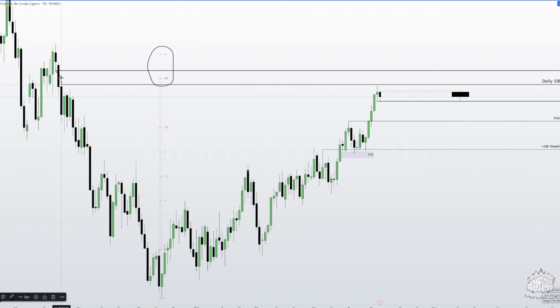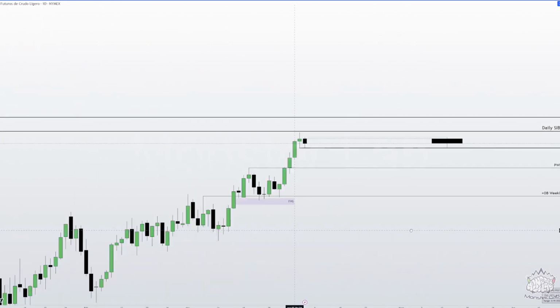And at the same time you can find here one daily CB open. It's open, this daily CB. So this is the draw on liquidity. I don't know if this draw is taken today because it's the day before NFP, but this is the draw on liquidity for today or for tomorrow in the NFP release.